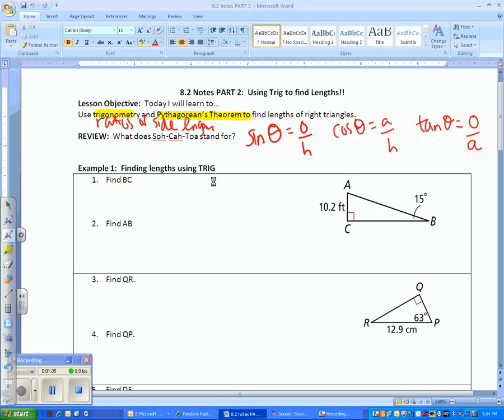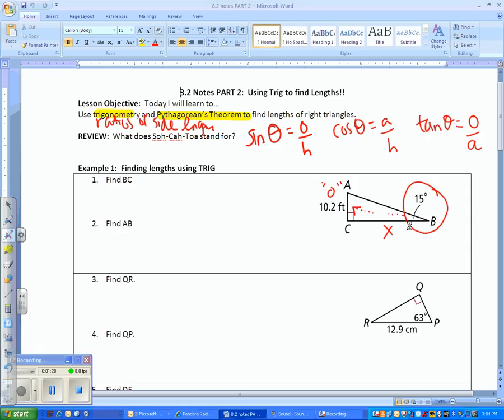So if you look at this picture, we want to figure out how long BC is, so I'm going to call that x. We can't use Pythagorean theorem because we don't know anything about the hypotenuse yet. So we're going to use trigonometry. And I know that we're going to use this angle, angle B, because we know it's 15 degrees. And if we look opposite, that's the side of 10.2.